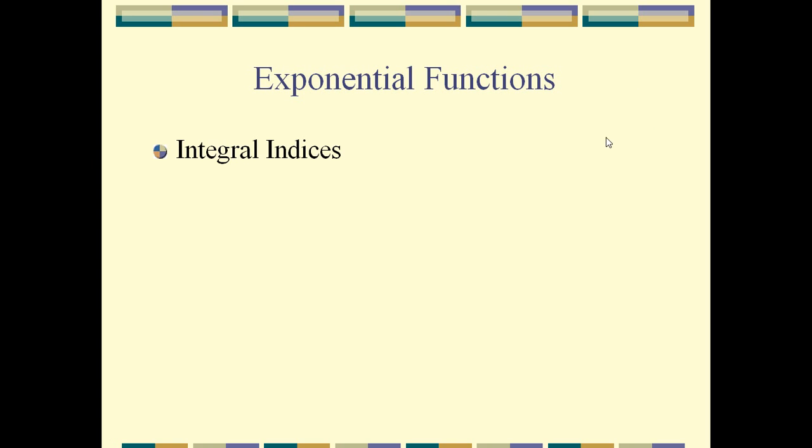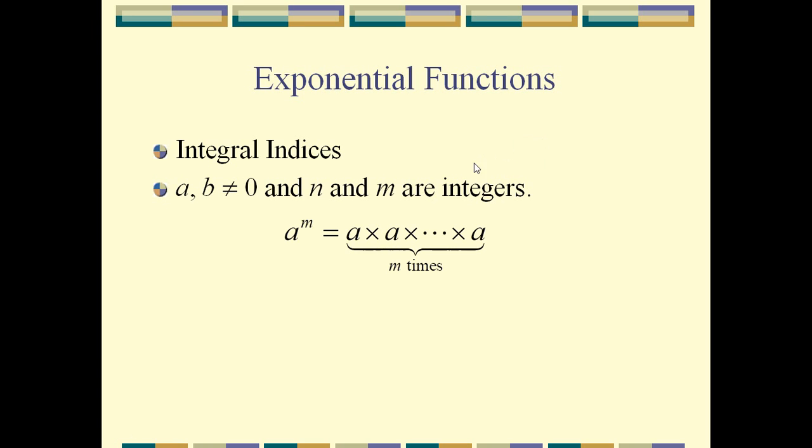index. If you have two numbers, a and b, they cannot be zero. In Form 2 and Form 3, it is the condition for the integral index. And n and m are integers. They can be positive or negative integers. If you define a to the power m, the representation on the right hand side is just you multiply the a m times.